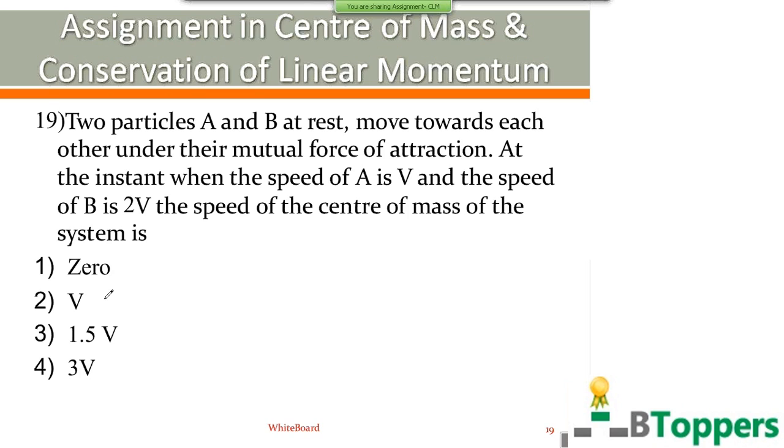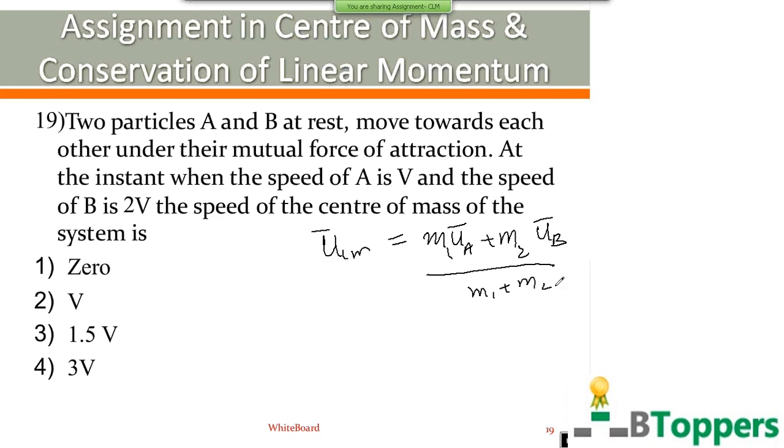Here the initial velocity of each mass is 0. So the initial velocity of the center of mass of the system of the two particles is m1 into the initial velocity of A plus m2 into the initial velocity of B by m1 plus m2. m1 is the mass of A, m2 is the mass of B. The initial velocity of A is 0. The initial velocity of B is 0 because both are initially at rest. So the initial velocity of the center of mass is 0.